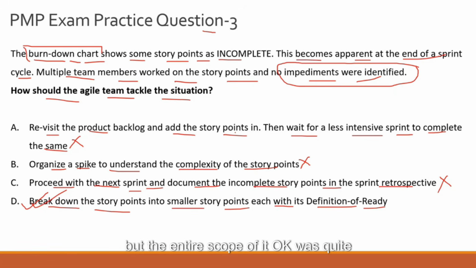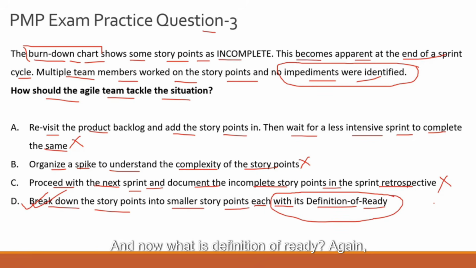execution, but the entire scope of it was quite huge to be executed in a single sprint. That might be the reason that no impediments or risks were highlighted. So breaking it down into smaller story points might make sense, and that is why option D is the correct answer choice, with each of the sub story points having the definition of ready. And now, what is definition of ready?